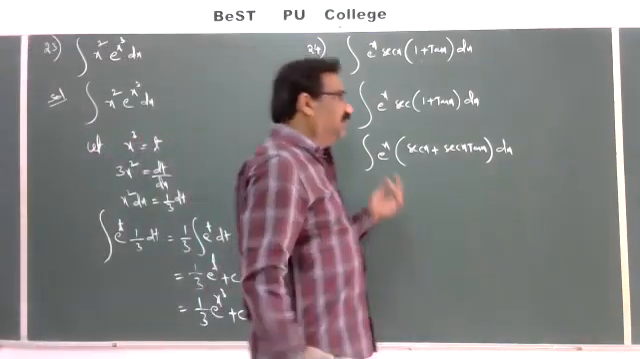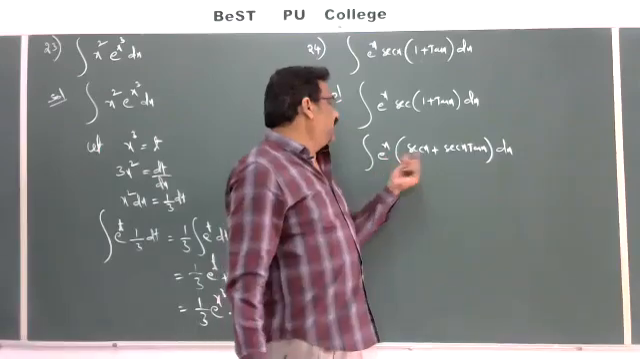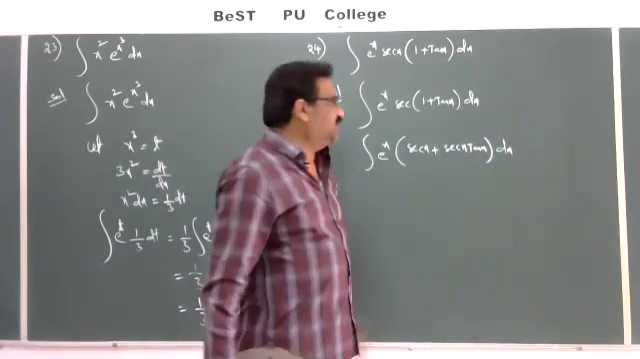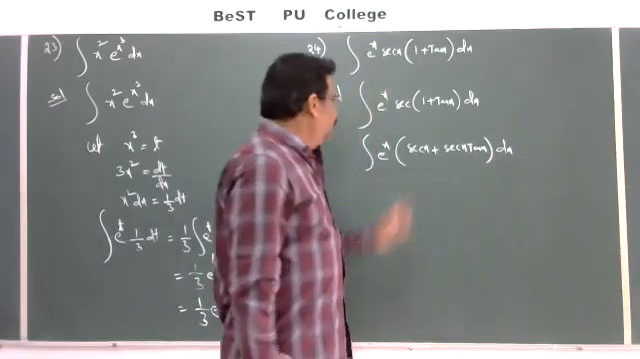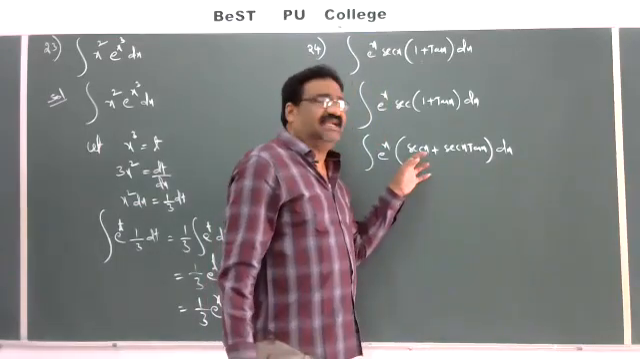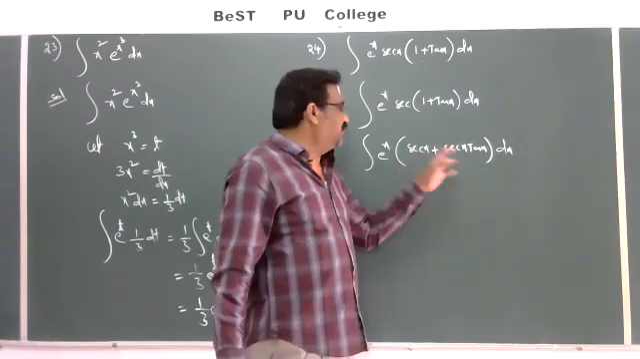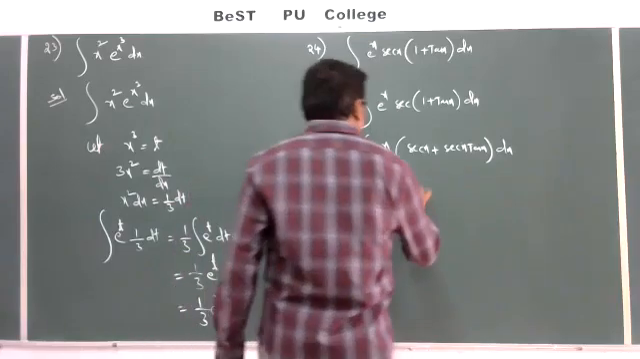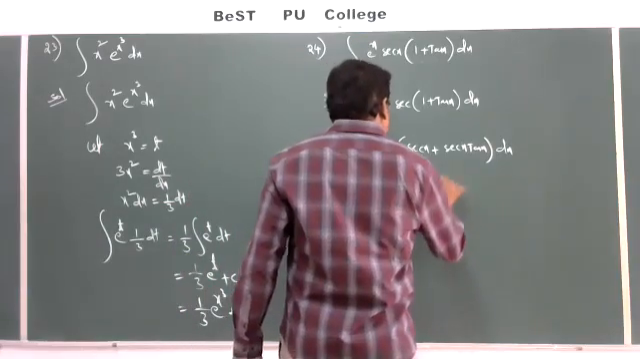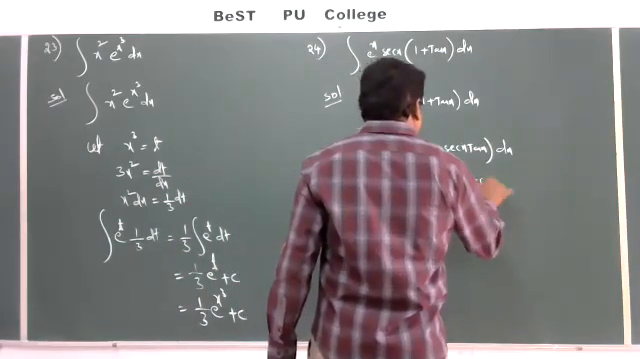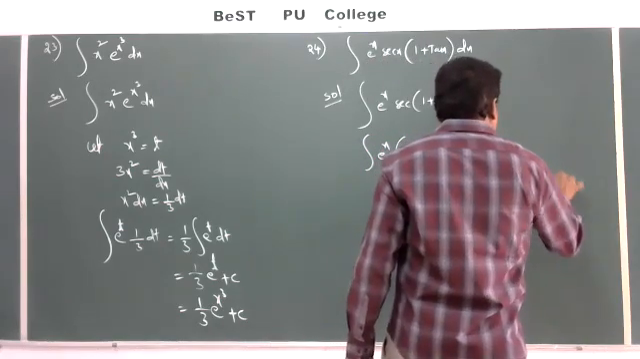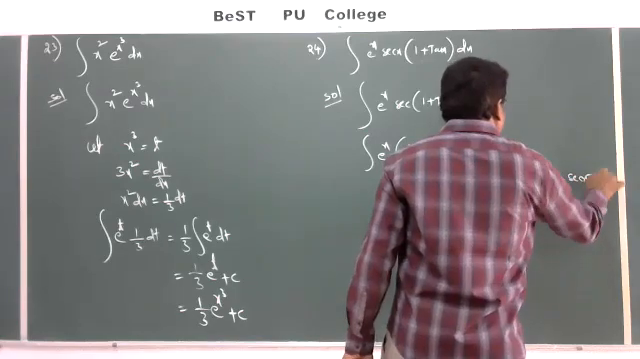Here we know the formula: integration of e power x into f of x plus f dash x into dx is equal to e power x into f of x plus c. Here f of x is secant x. The derivative of secant x, secant x into tan x, is f dash x. That is, f of x is equal to secant x and f dash x is equal to secant x into tan x.